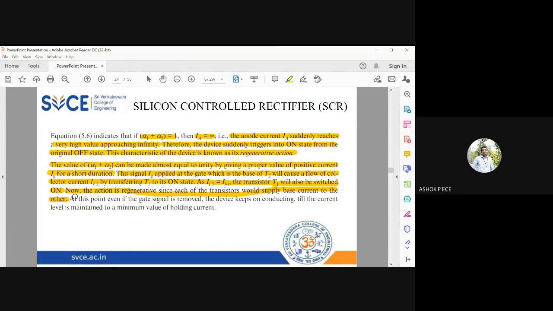Okay. So at this point, even if your gate is removed, there is no effect on the device. So the device will keep on conducting. So how to turn off your device? Your gate has no role in turning off your device. Your device can be turned off only by reducing the current to a value less than the holding current IH. Only when current is less than the holding current IH or voltage is less than the holding voltage VH, the device is said to be turned off. Otherwise, it will be running only in on state continuously.